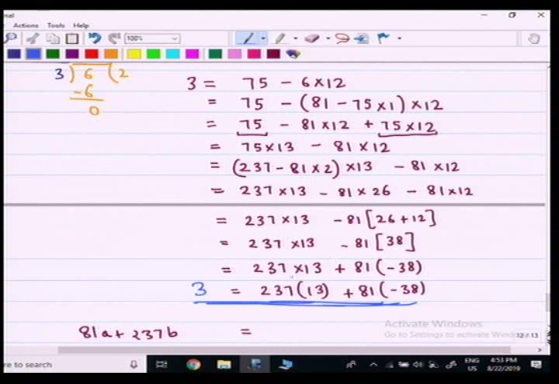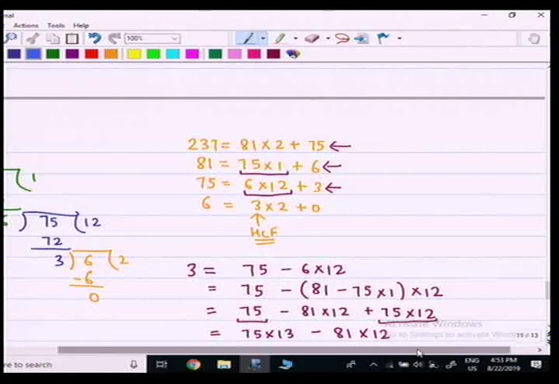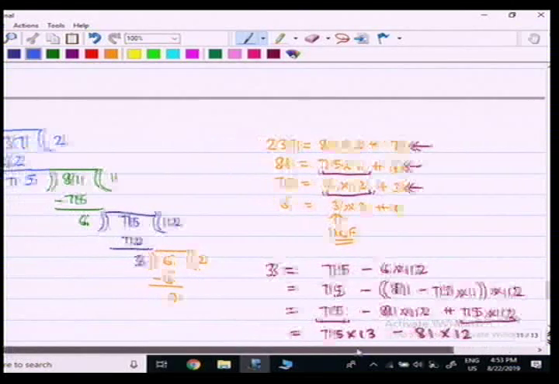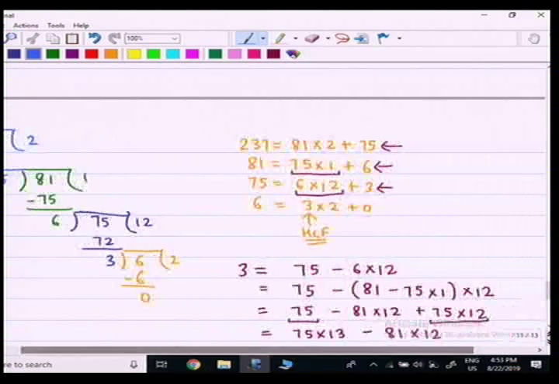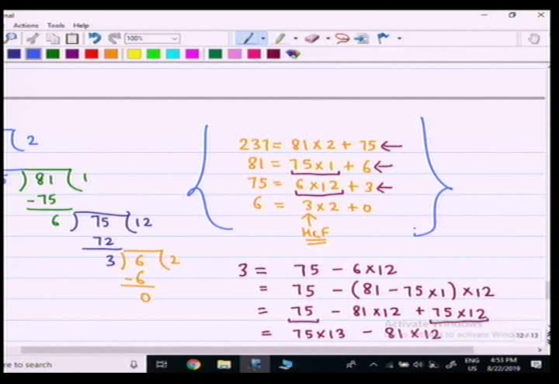Now let me tell you once again what we have to do. First of all, the basic step is to find the HCF using the division method. This is also known as the long division method. After finding the HCF, write the algorithm. Now we have to start from the second last step of the algorithm. So the second last step is this one. Here, whatever the remainder is, that is our HCF.